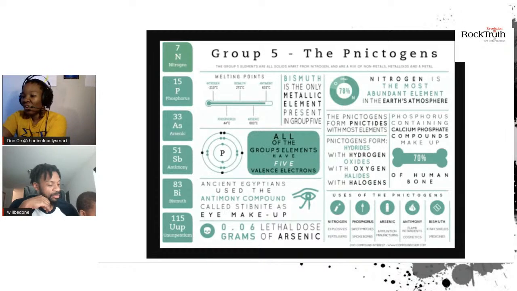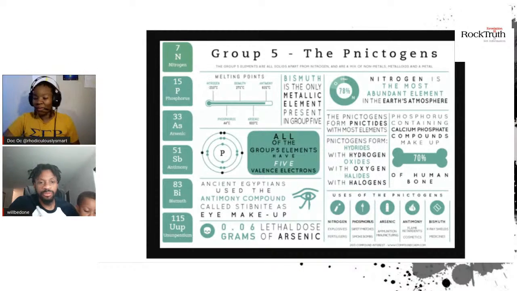And on to the good stuff. So my favorite part about this group is nitrogen and phosphorus. As I said, they are essential to all forms of organic life. There is not a single cell that can live without nitrogen and phosphorus. And that is because, dun, dun, dun, dun, it's in our DNA.